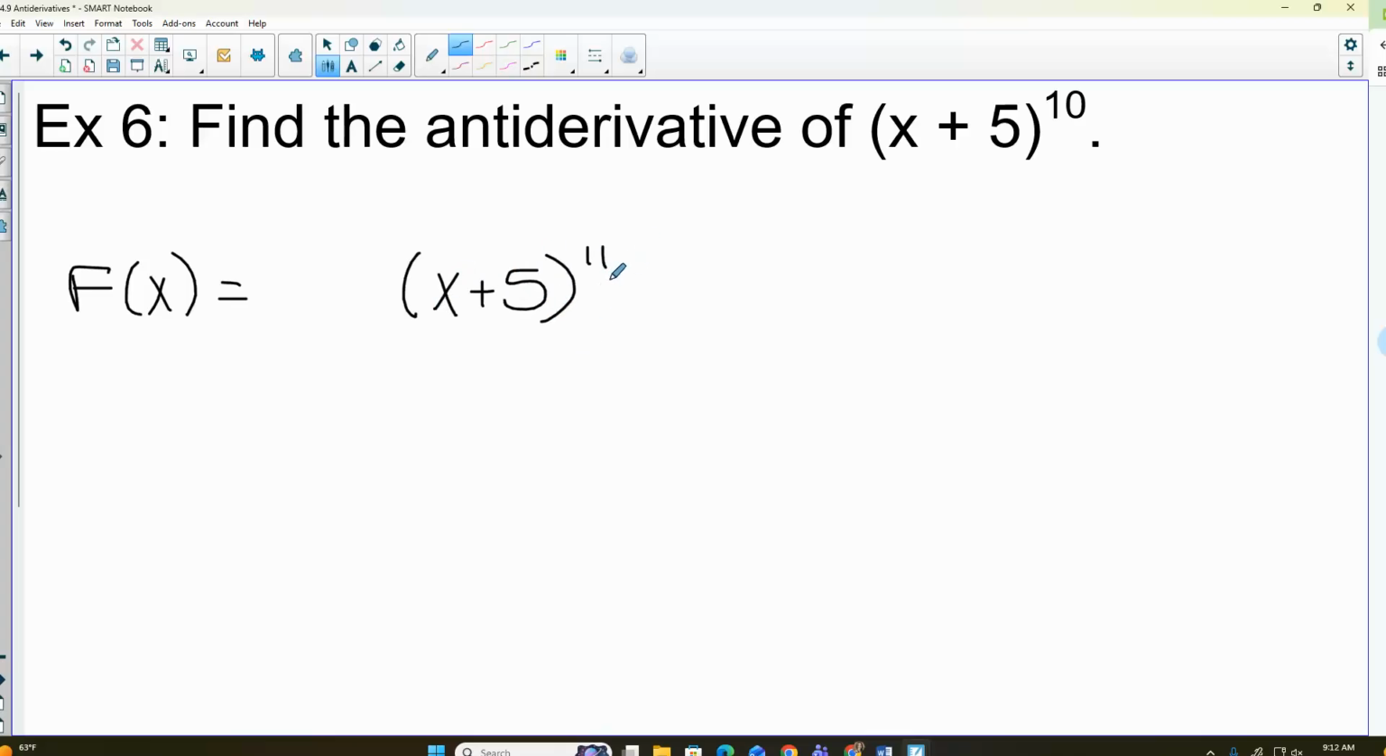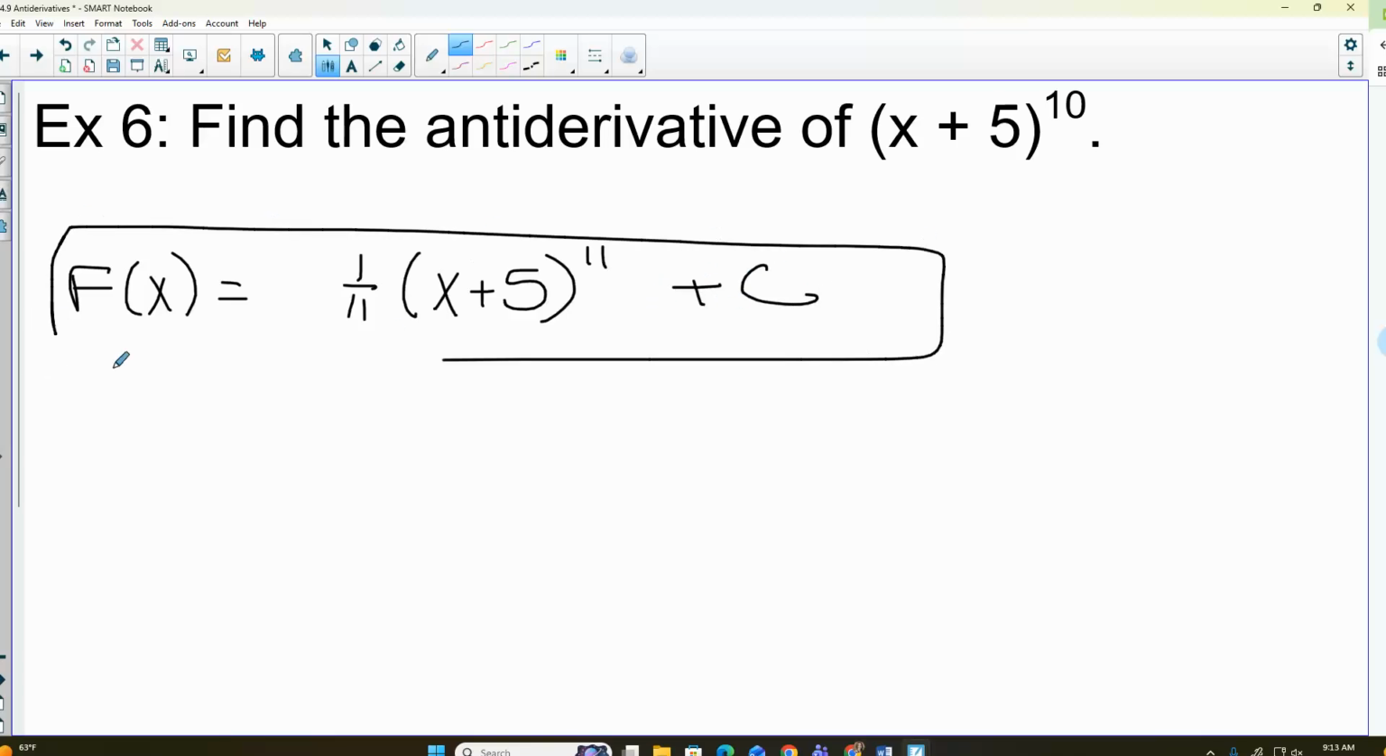All right, when we do the derivative, the 11 will come down, so we need a 1/11 in front. Inside stays the same, subtract 1 from the power, times derivative of the inside. What's the derivative of the inside? 1. So do I need anything else to cancel it? No. If it were like a 2, I would need to multiply by a 1/2 as well. And then we just have our plus c. So we can do chain rule in reverse.